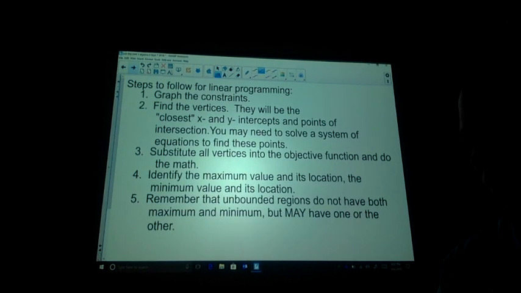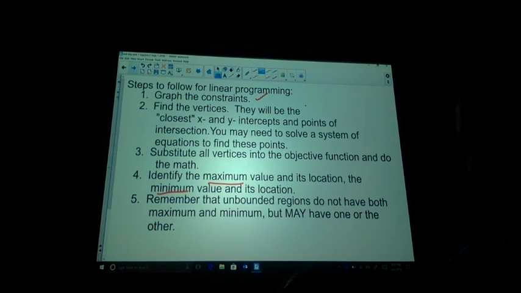Okay, so graph the constraints. You're making a shape, and you're shading inside the shape. Find the corners of the shape. Include 0, 0 if it's going to be there. And then you're going to put all the vertices into either the cost or the profit equation. Identify the largest value as the maximum, the smallest value as the minimum.